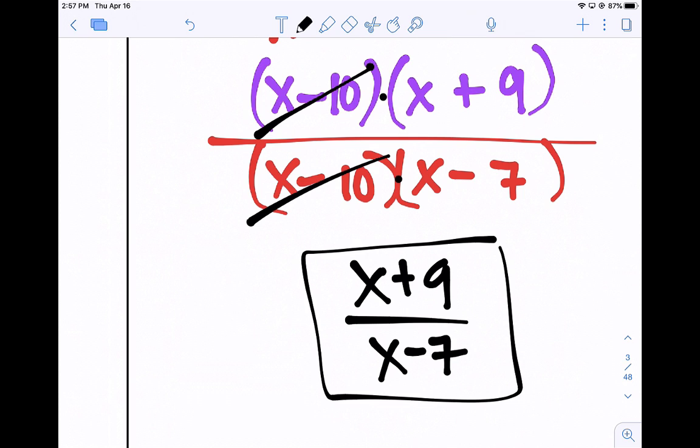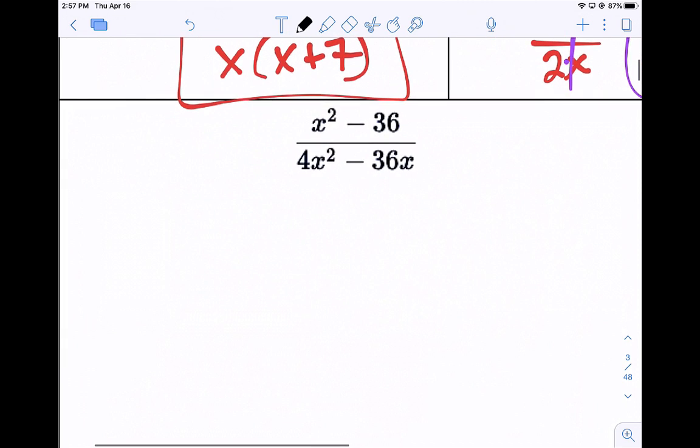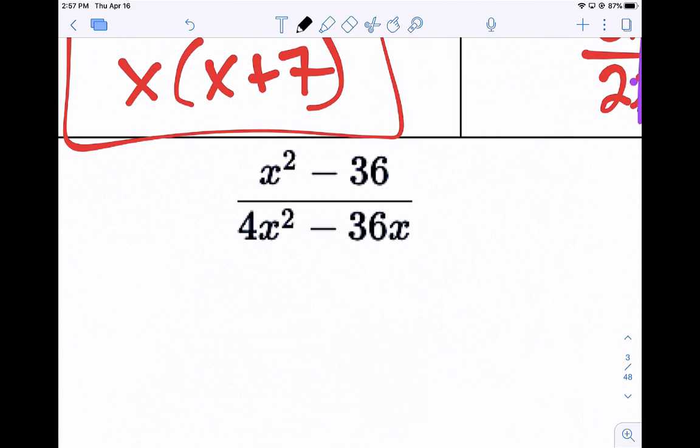You can write with or without the parentheses. All right, so that's our whole goal today, and as we move forward, it is: can we simplify these? All right, the next one, a binomial divided by a binomial.